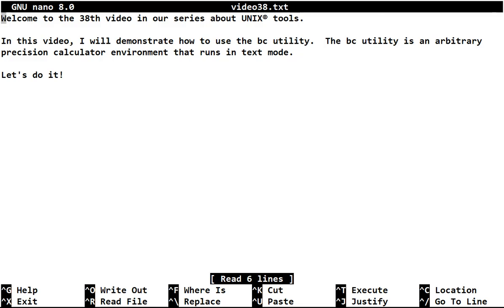In this video, I will demonstrate how to use the BC utility. The BC utility is an arbitrary precision calculator environment that runs in text mode. Let's do it.